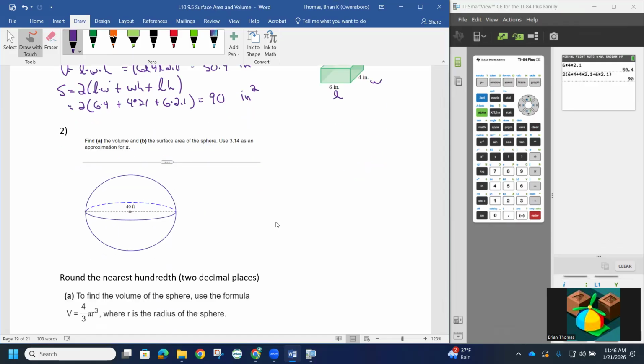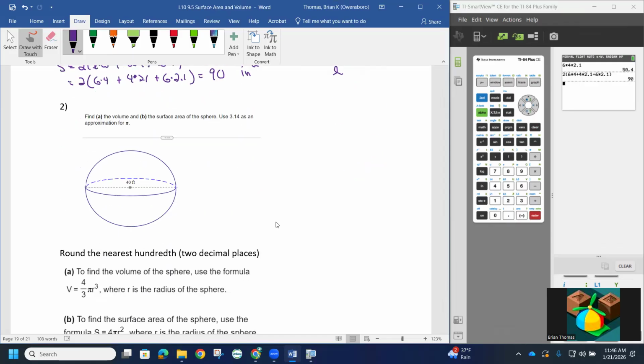If I move off to question two, it says find the volume and then find the surface area of the sphere. Use 3.4 as an approximation for pi.